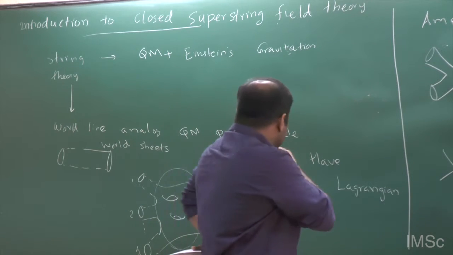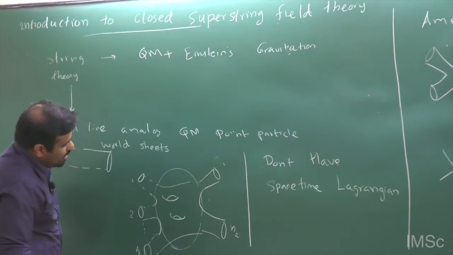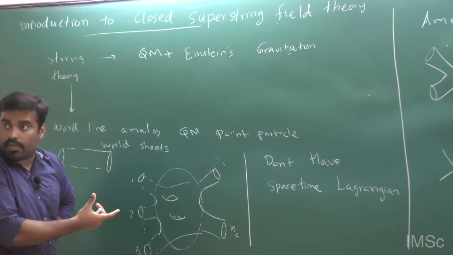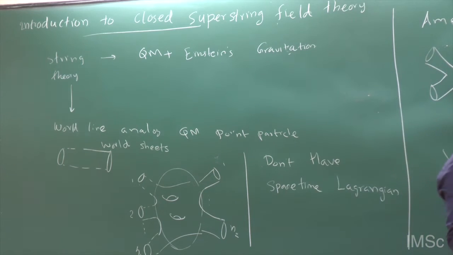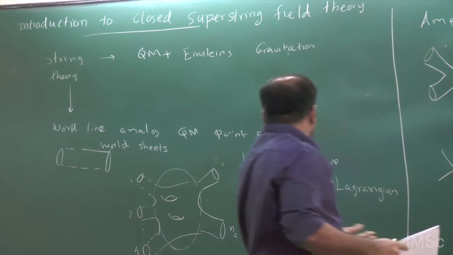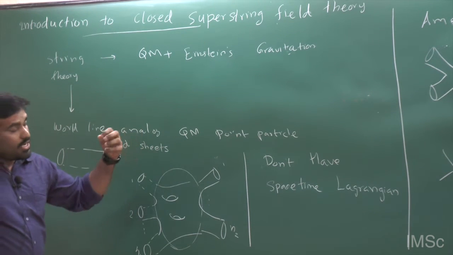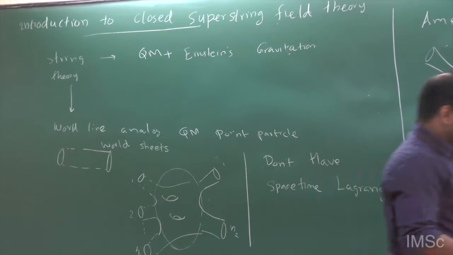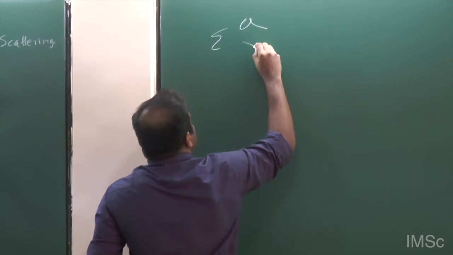And the number of handles that are there depends on how the intermediate state propagates. Depending on the way the intermediate string propagates, you can convert the sum over all world sheets into a series. So you can start with diagrams having no handles.